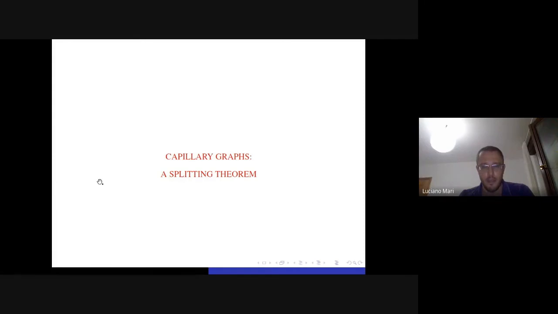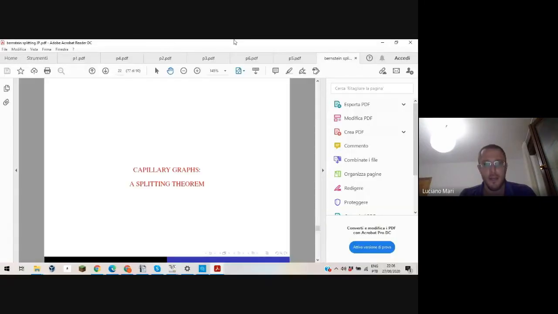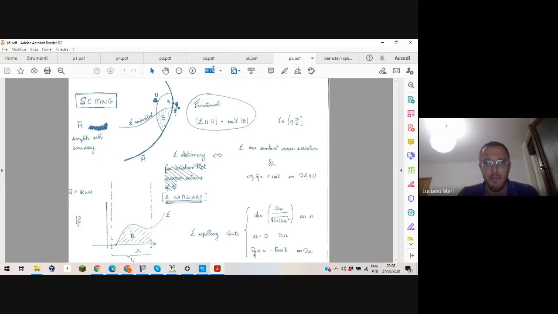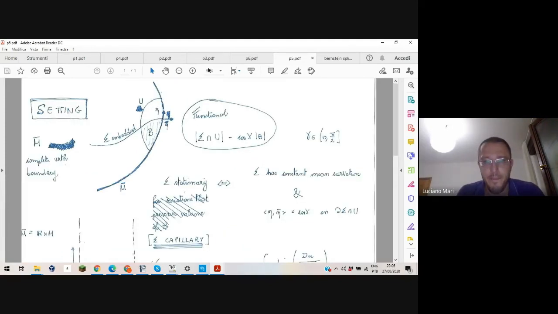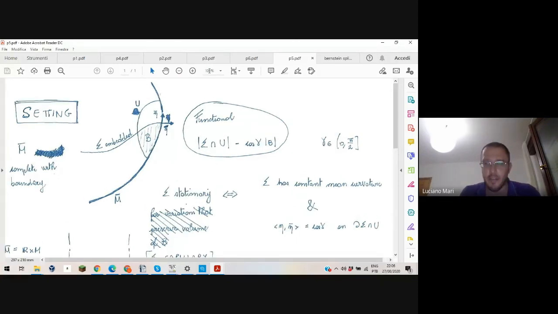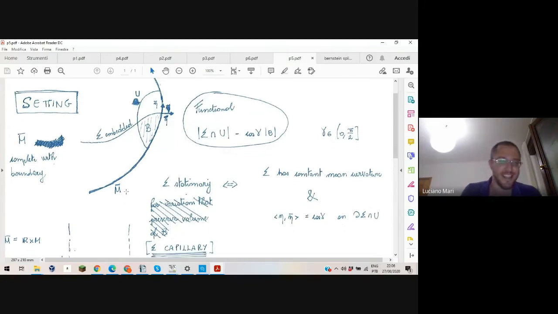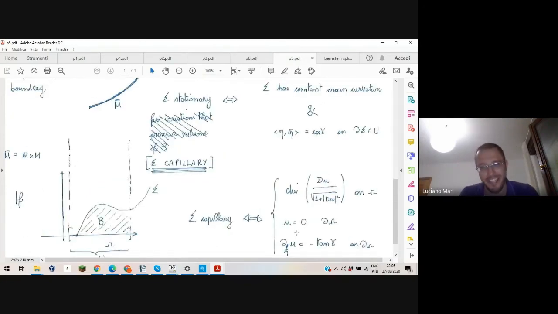So I switch again to slide 5. Okay, this is the setting. Again, it's a little bit messy. Okay. These, differently from the other slides, have to be read from top left, top right, bottom left, bottom right.